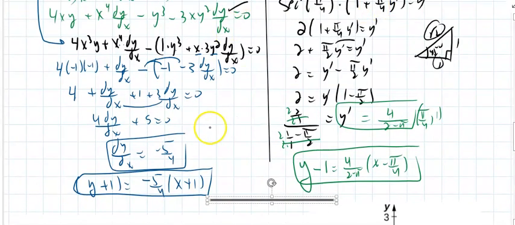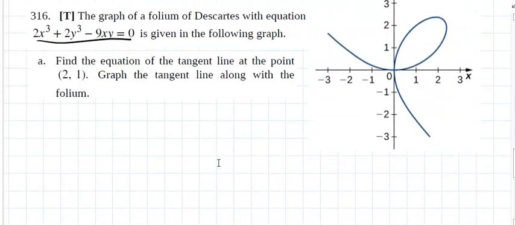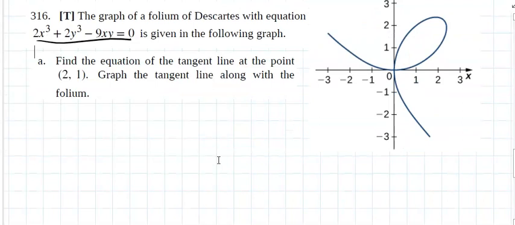And now there's one more. Again, these are graphs of these functions, something we didn't deal with before unless you took parametric equations. The graph of the volume of the cards where the equation is given in the following. There's the graph. Find the equation of the tangent line. Graph the tangent line along with the form. Okay, again, you could do a line, that's not a problem. There's the equation. There's that point.